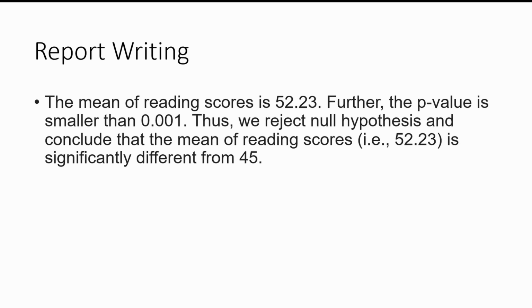You can also write the null and alternative hypotheses in the report, but I did not include that here. I would say it's optional, but I guess it's better that you add the null and alternative hypotheses here. Anyway, we can say we reject the null hypothesis and conclude that the mean reading score, namely this, is significantly different from 45. Okay, that's how we can write a report. Remember that this is just one version of writing a report. Maybe you have a slightly different version, but this is basically just a sample example here.